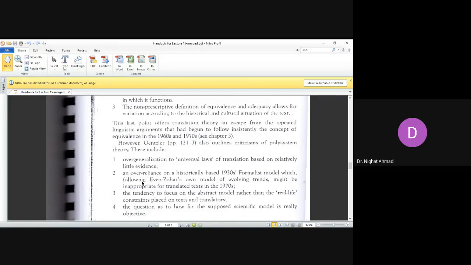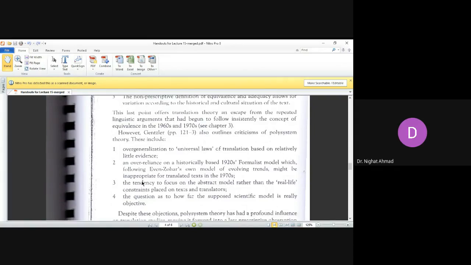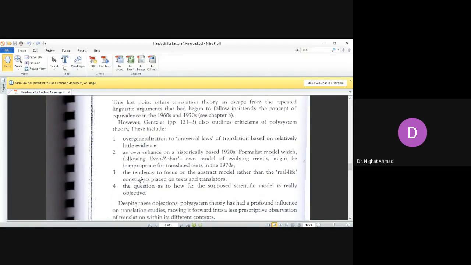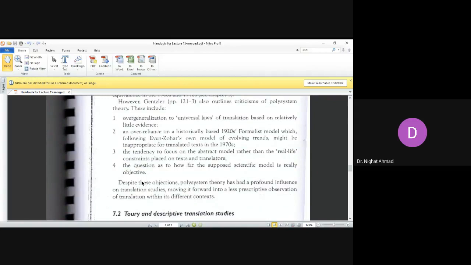However, we say that Gentzler has some critique. He outlined some criticisms of the polysystem theory. Let's see what the criticism was. The first point is overgeneralization. He says there is overgeneralization to universal laws of translation, which were based on relatively little evidence.